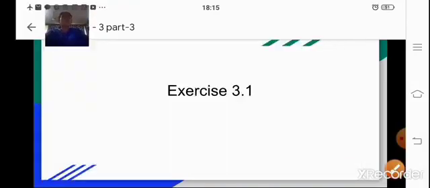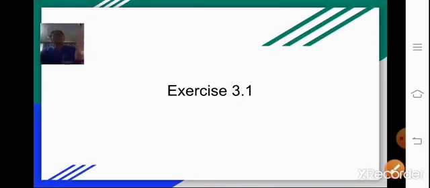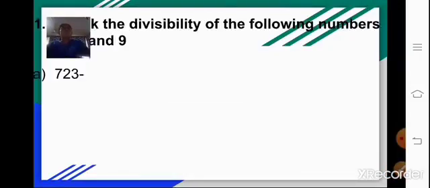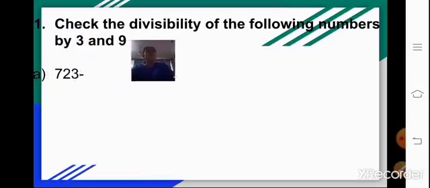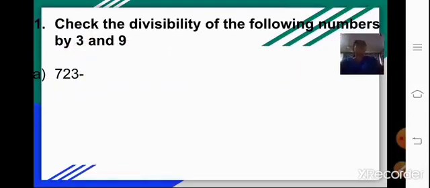Now coming to the exercise part. Exercise 3.1. Check the divisibility of the following numbers by 3 and 9. This you have to write down in your notebook. All the exercise sums which are done in the presentation have to be copied in your notebook. Now here, to check the divisibility of the numbers by 3 and 9.